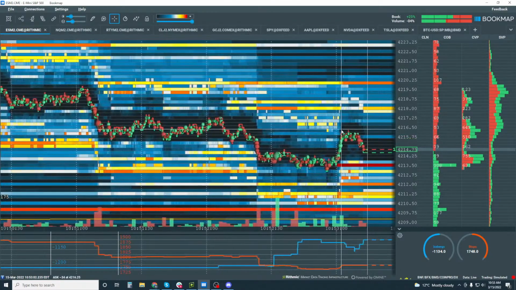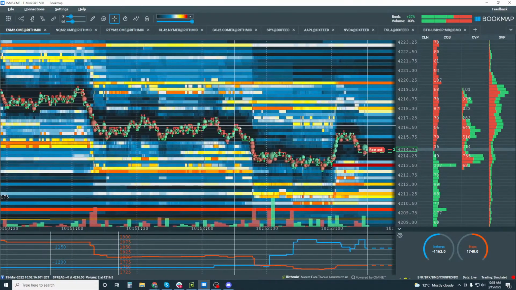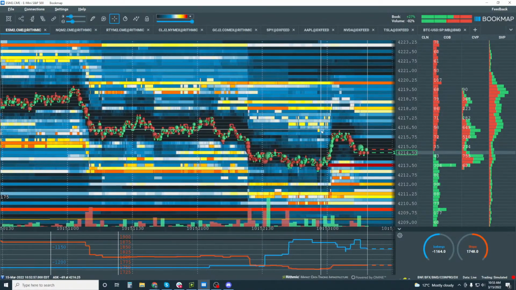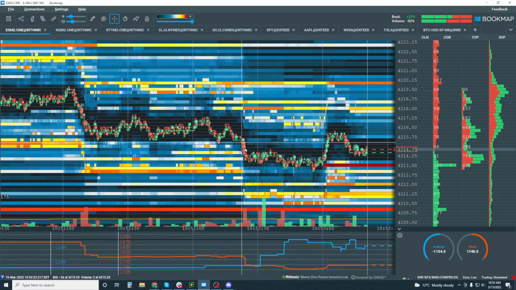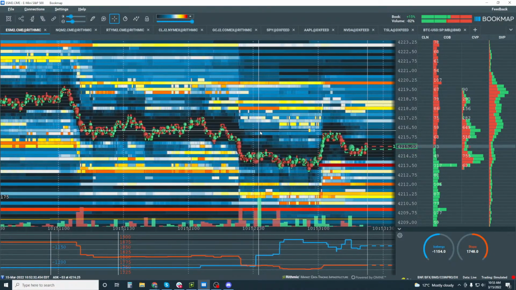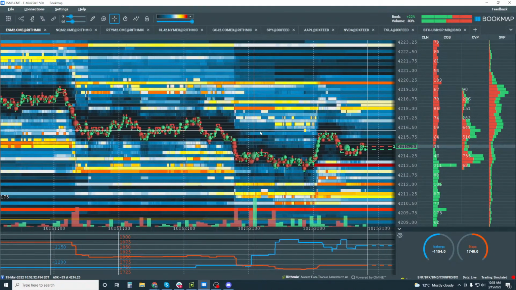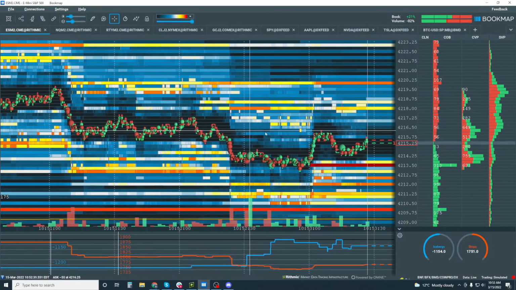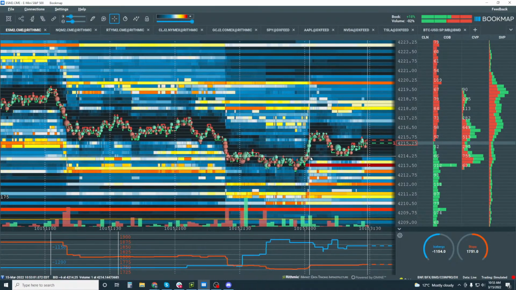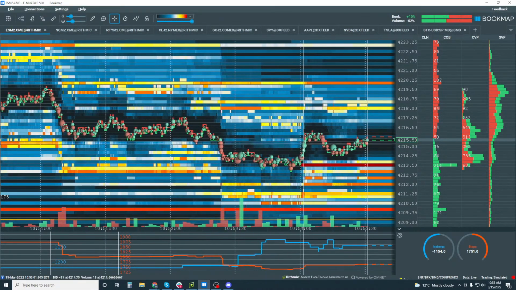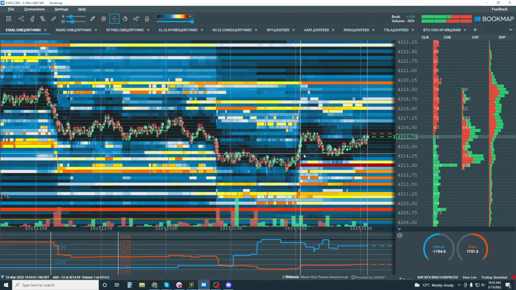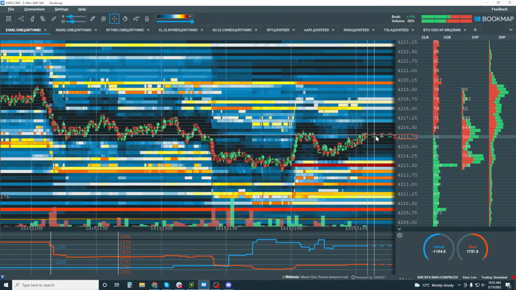Okay, now let's just take a step back though and look at the structure in here. What's the structure telling us? Well, we're making lower lows and lower highs still. And let's see, are they going to support this move here, this little move here? Let's see. Yeah, so far so good.